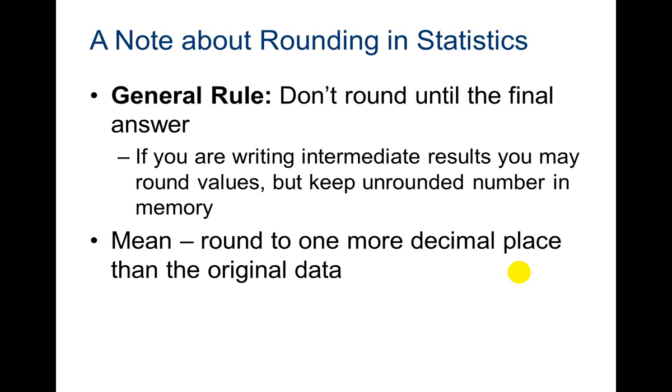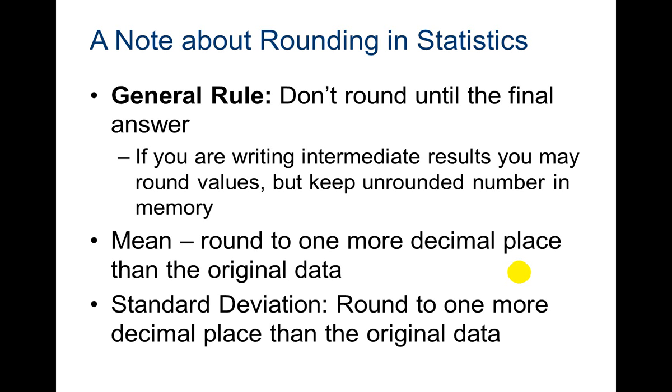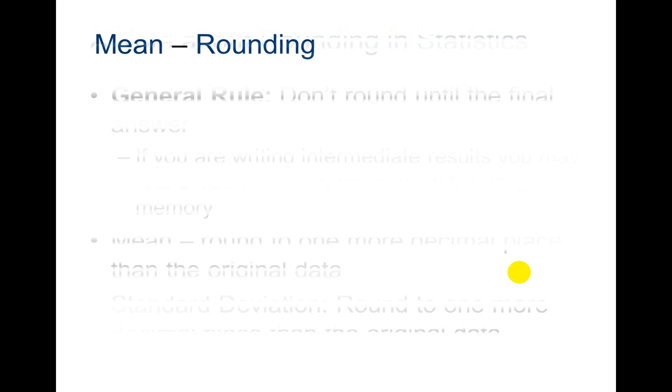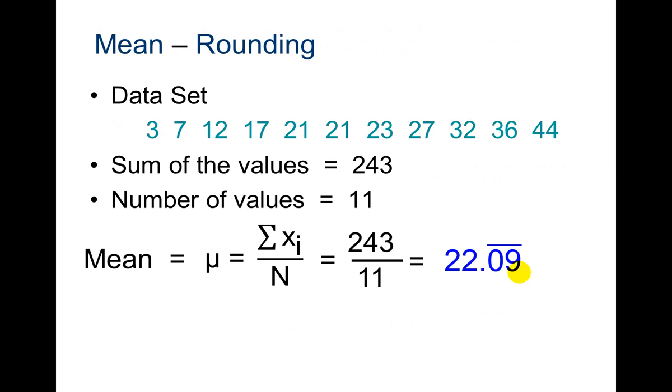So let's take a look at what we just calculated. Our mean came up to 22.09. When I look in my original data set, I had whole numbers. So I'm going to round to one more decimal place than what I had in the data set, so I'm going to give one decimal place. So my final answer is going to be 22.1.